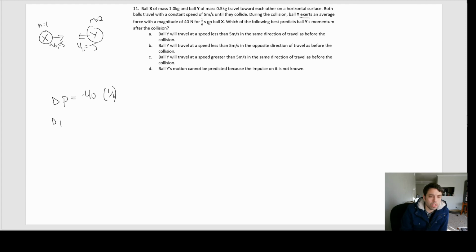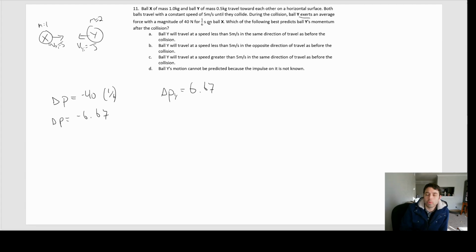So this is going to be delta P for that ball of negative 6.67. I believe that is the correct number. Let me just triple check. Yep, I'm just doing 40 times 1/6, and I got 6.666666, which we'll round up to 6.67. Negative for direction. All right, now that means that the impulse on ball Y is equal but opposite to the impulse on ball X, because that's how momentum works. It's always conserved. So the impulse on ball Y will be a positive 6.67.